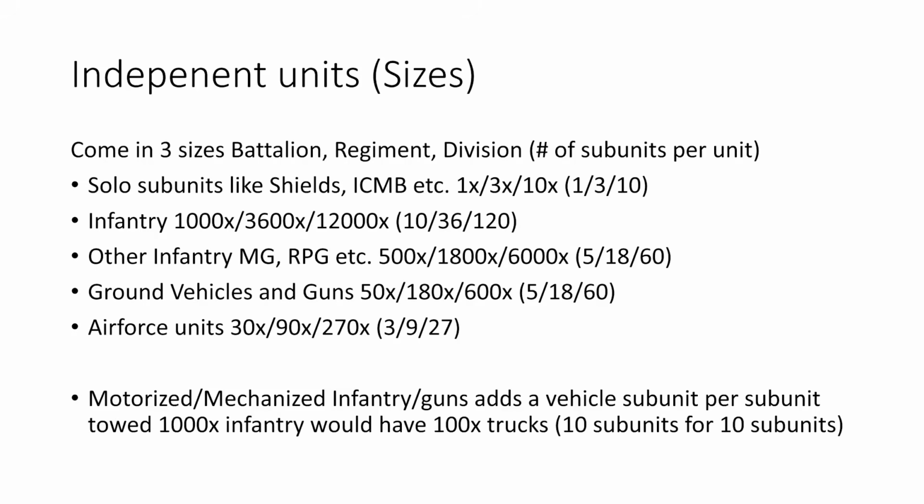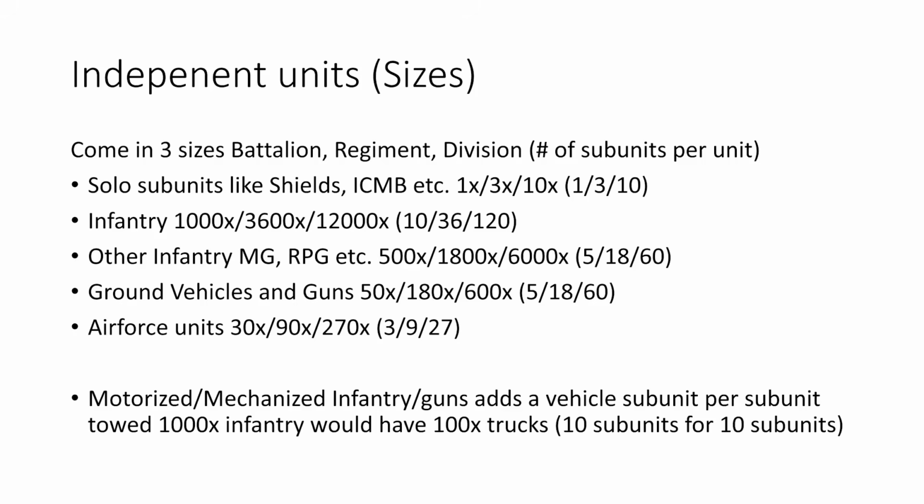Independent units come in 3 sizes: battalion, regiment, and division. You can see on this slide here the approximate number of subunits per size, as well as what it actually shows in game. So different subunits have different sizes. For example, your infantry subunit is 100 per subunit.